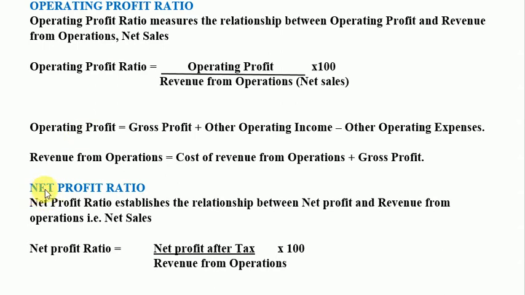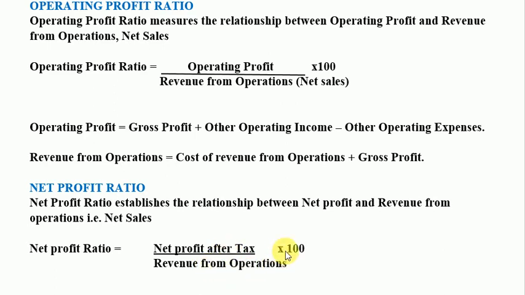The next formula under profitability ratio is net profit ratio. This word net profit is not new to you. You have calculated net profit by preparing profit and loss account in the chapter financial statement last year. So that net profit is utilized to calculate net profit ratio, which establishes the relationship between net profit and revenue from operations, that is net sales. So net profit ratio is equal to net profit after tax. Remember, after tax, not before tax, divided by revenue from operations multiplied by 100.